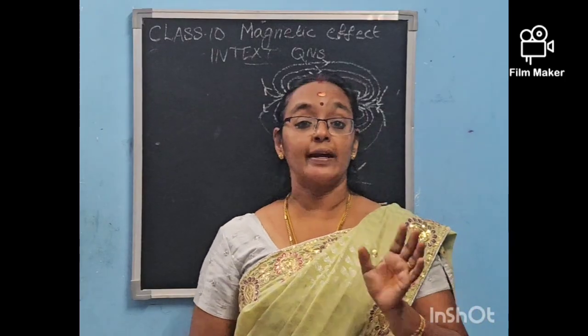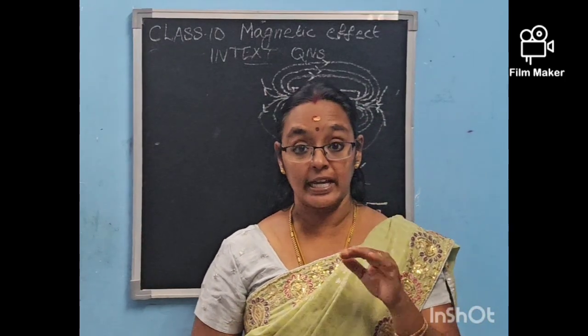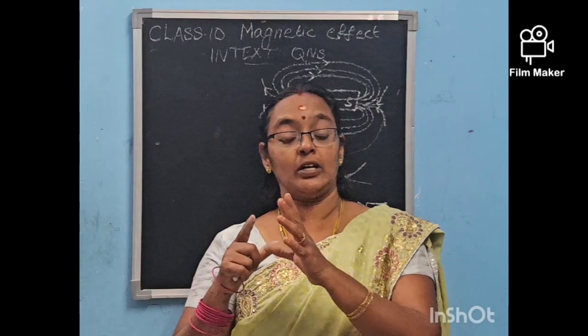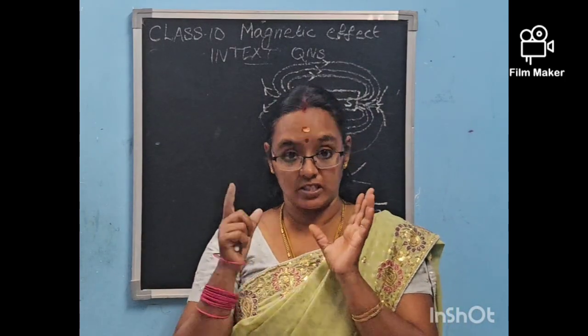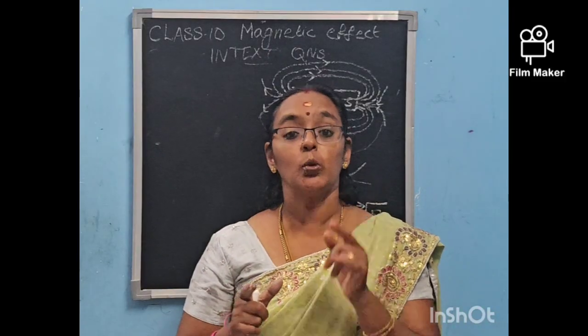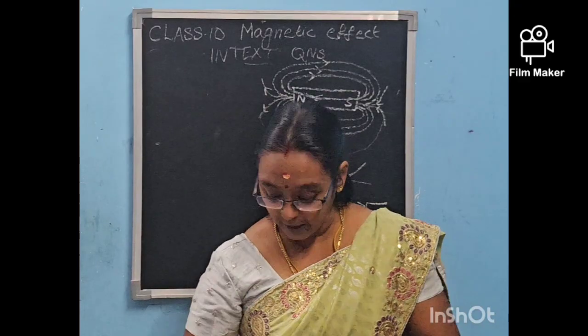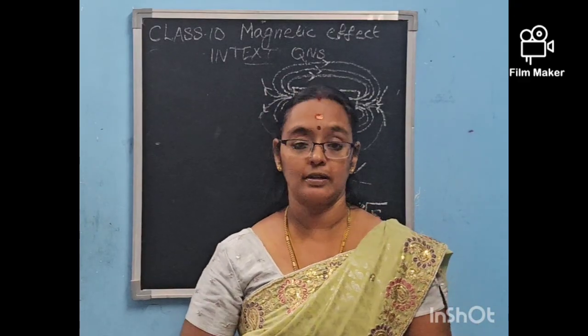Means what? The magnetic field is not towards north. They are saying it is deflected by the magnetic field, which means the force acting on that alpha particle is towards north. The force is towards north. What are they asking? They are asking the direction of the magnetic field.